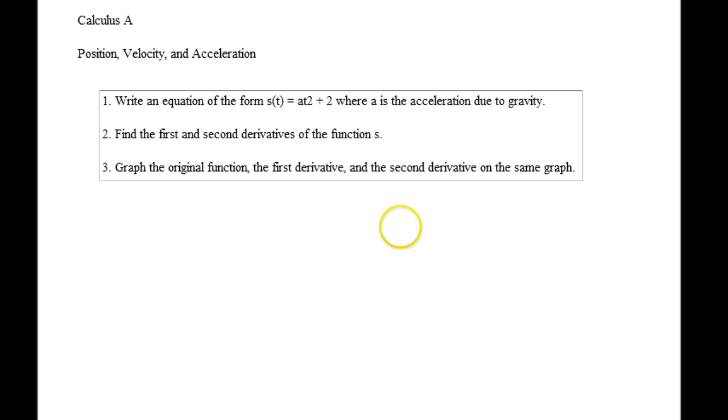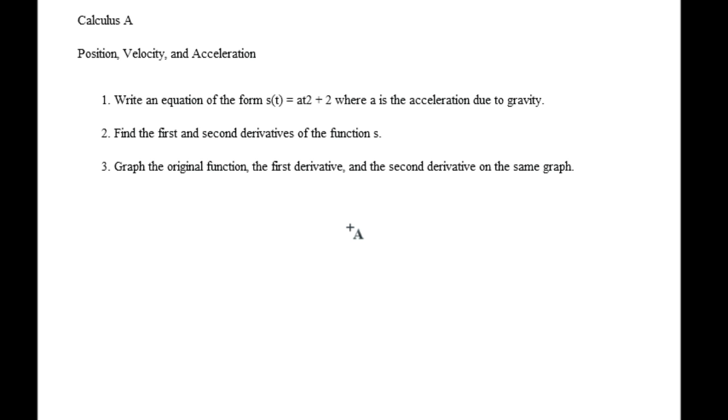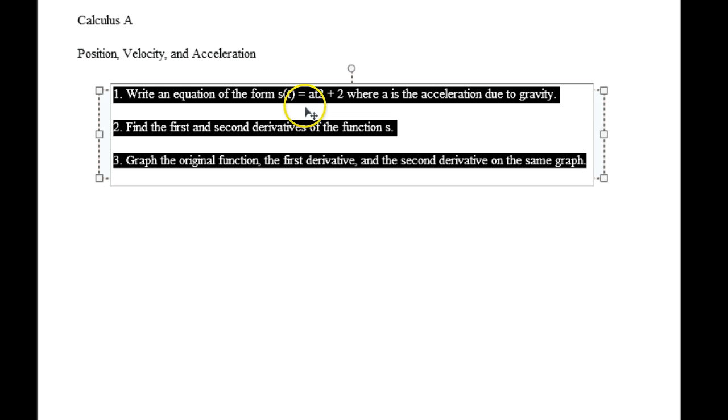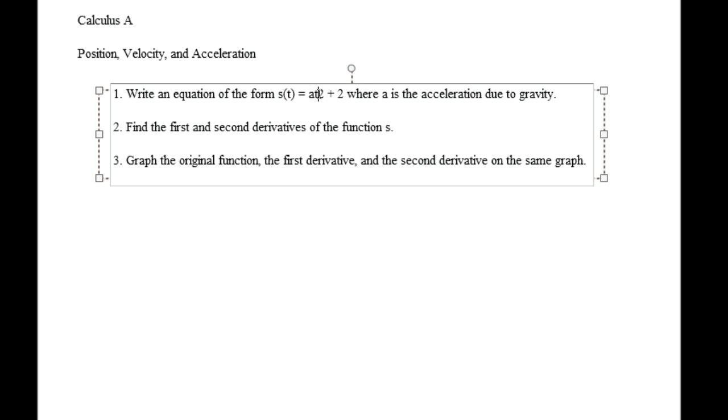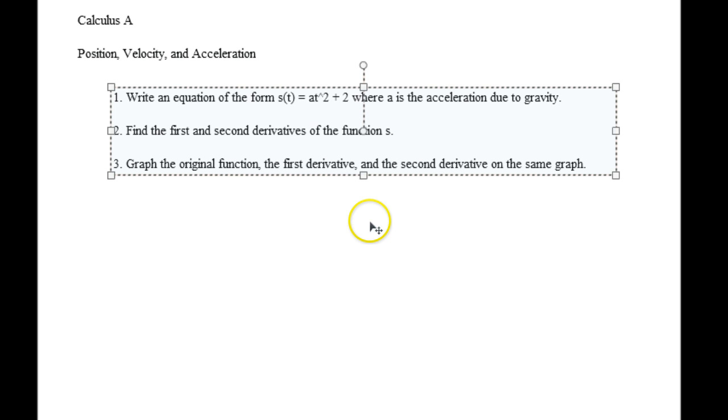Okay, write an equation in the form of S of t, let's put a square in there. That's what happens whenever you copy. S(t) = a times t squared plus 2, where a is the acceleration due to gravity. Find the first and second derivative of the function s, and then graph the original function, the first derivative and the second derivative in the same graph.